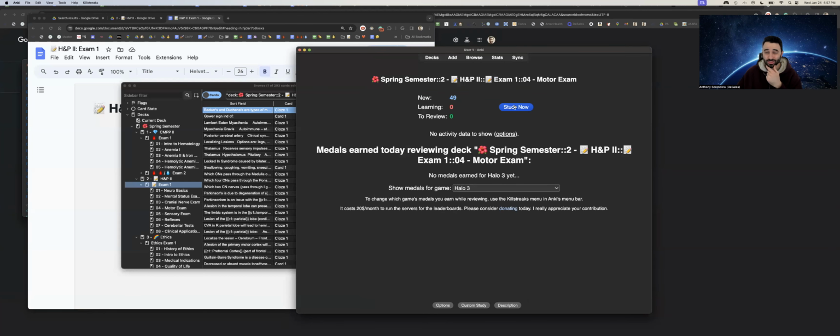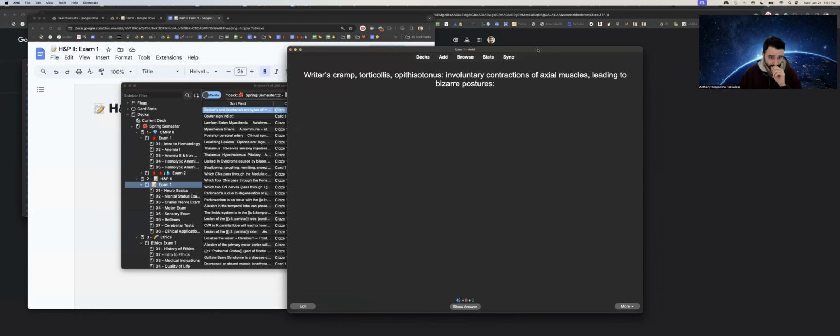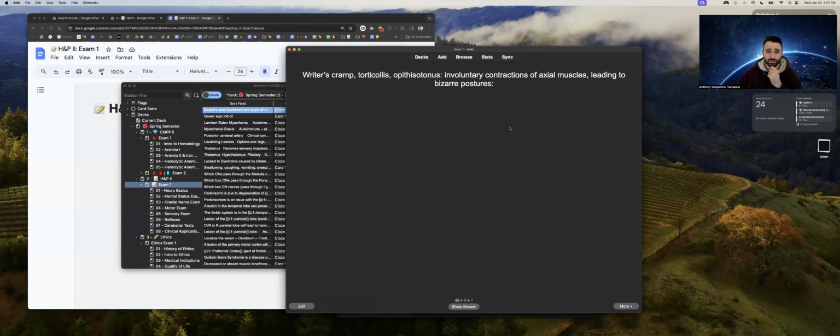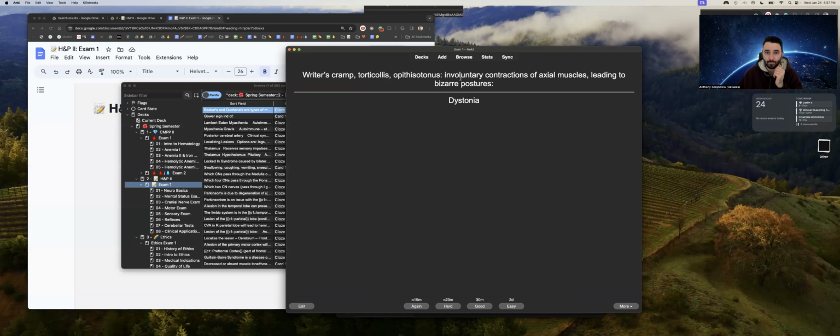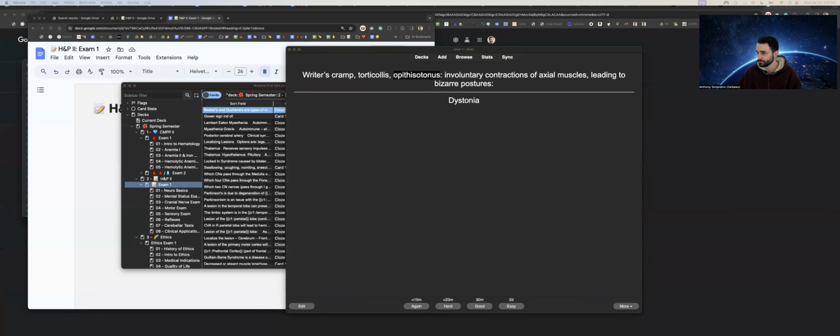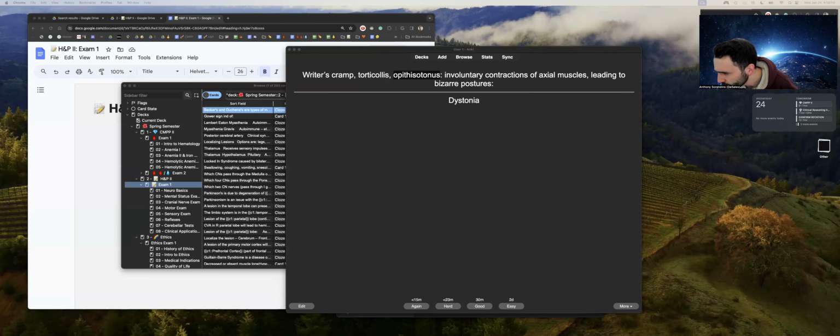Let's see if I can get through this. It's going to be a lot. All right. Writer's cramp, torticollis, opisthotonus, involuntary contractions of axial muscles leading to bizarre postures. I have no idea. All right. This is just called dystonia. What is opisthotonus? So this is just a definition question. Spasm of the muscles causing backward arching of the head and neck, like in tetanus.